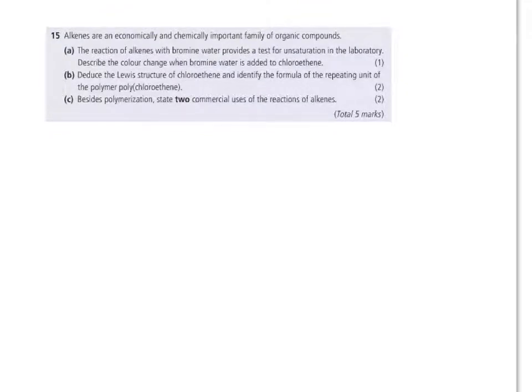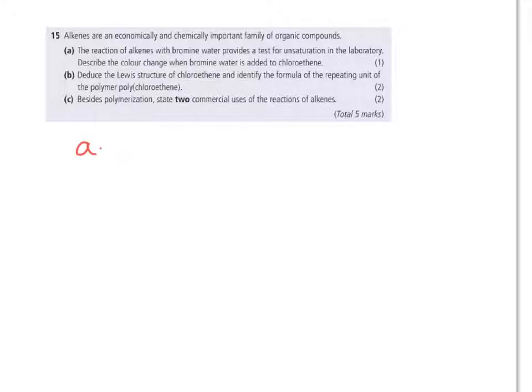Number 15 is a really typical organic paper 2 question, and it's not that difficult. IB really sticks to the alkanes, alkenes, and alcohols for the most part with their questions. A few with the halogenoalkanes, but really they keep the mechanisms fairly simple compared to what they could be. So 15A says the reaction of alkenes with bromine water provides a test for unsaturation, which just means a double or triple bond, in the laboratory. So if you put bromine water in with an alkane, there'll be no change. But if you put it in with an alkene or an alkyne, then we'll see a color change.